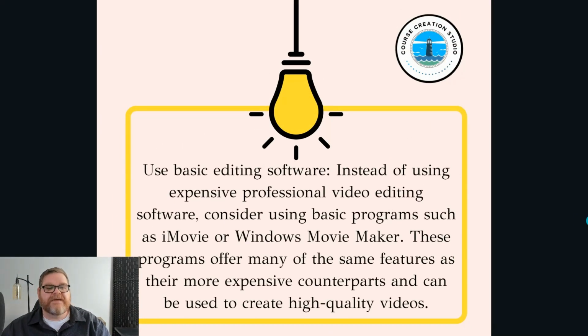Another idea is just basic editing software. Instead of using the professional versions, you can use iMovie or Windows Movie Maker. I use a program called Descript. It costs me $20 a month. Not super expensive. It cleans up my audio and it takes out the ums. It's great for me, so that's what I do. But it's not expensive, and it can edit the audio to make you sound better. So it's a win-win for me.